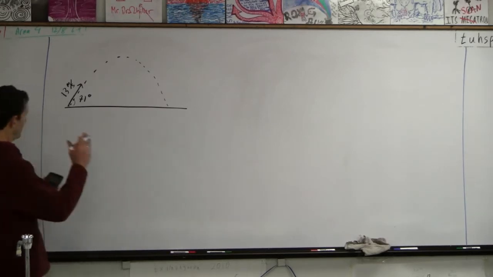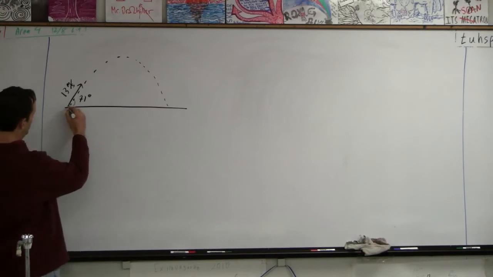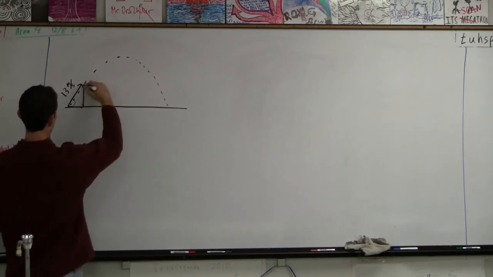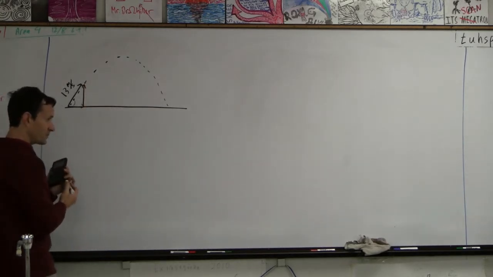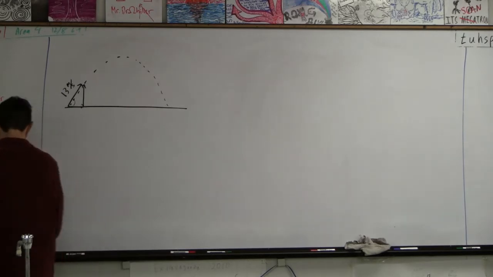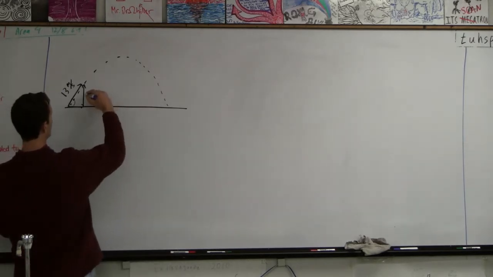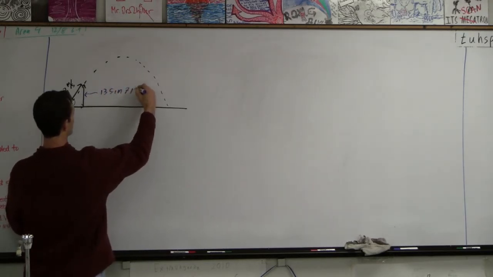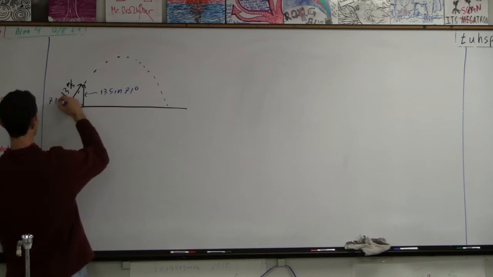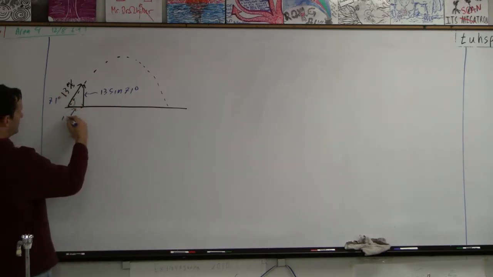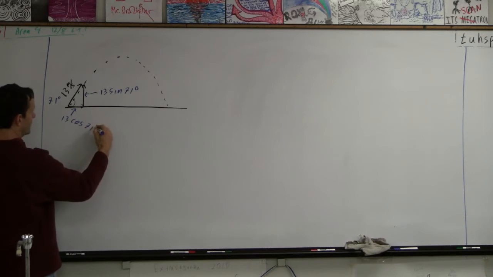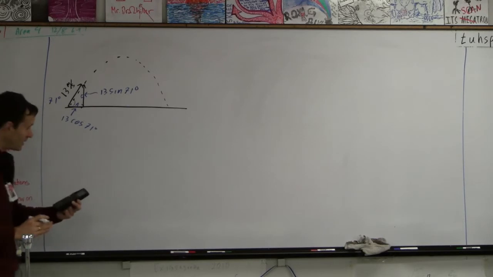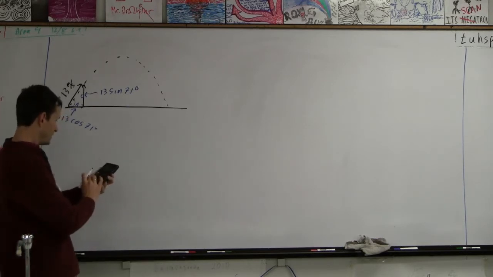Okay. Good. So the first thing to do is to take this and break it into components. You're going to want to find this component here, and this one's going to be 13 sine 71 degrees, because 71 degrees is our little angle there. And this side here is going to be 13 cos 71 degrees, because this is the adjacent side and that's the opposite side. It comes from SOHCAHTOA.